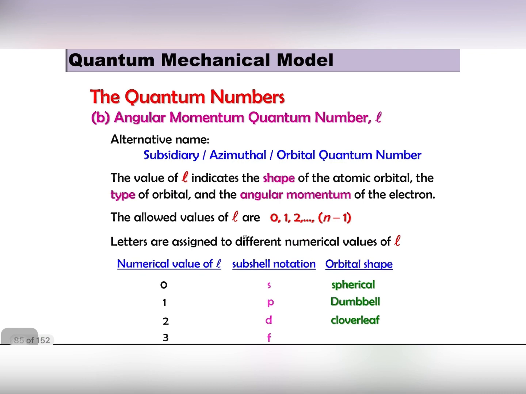Alright, so next kita tengok angular momentum quantum number. Okay, so dia ada beberapa alternative name: subsidiary quantum number, azimuthal quantum number ataupun orbital quantum number. So semua ni membawa maksud yang sama lah, and kita tulis dengan simbol this L.